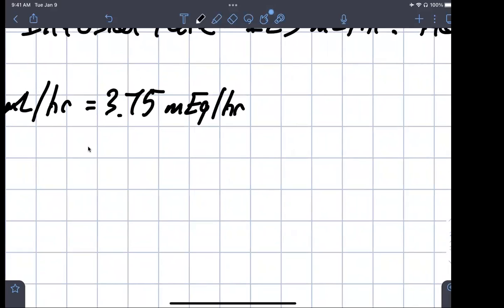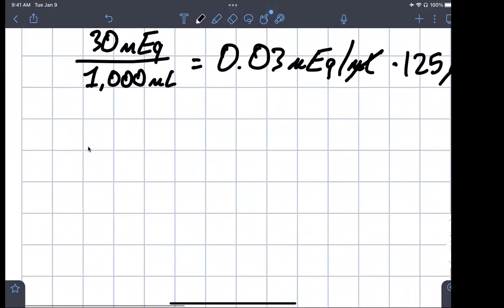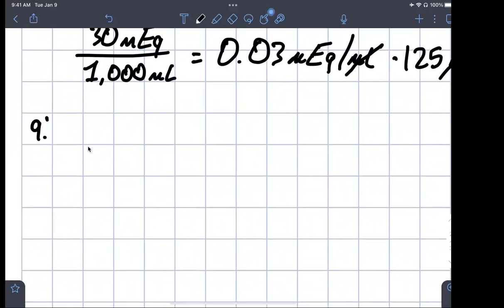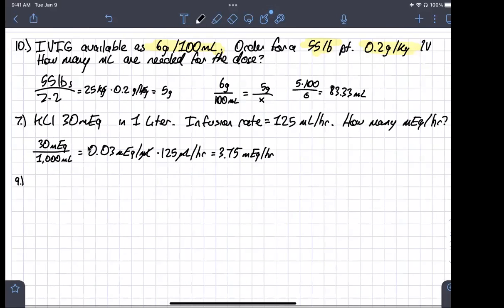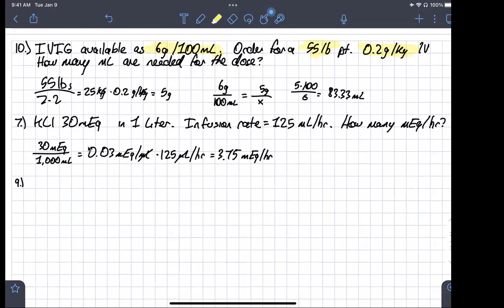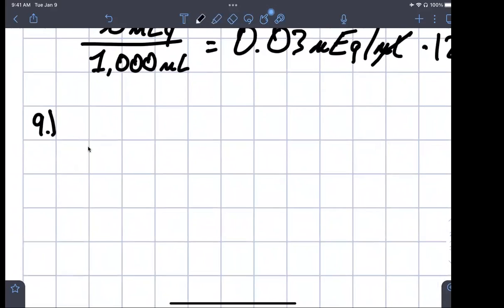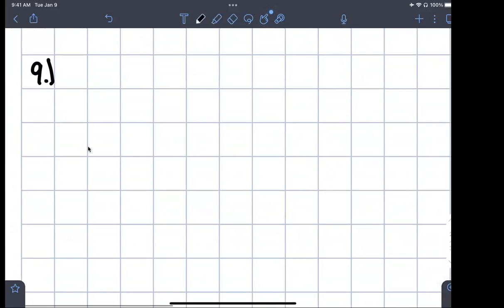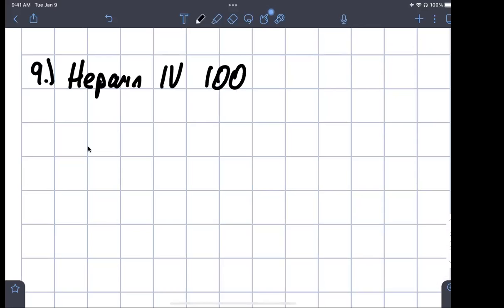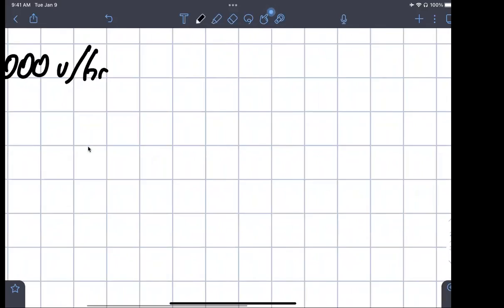Okay, we're going to do number 9. I'll zoom out just to show the problem. 30 MEQs, 1 liter, 125 mils an hour. Number 9. An order is for heparin IV 1,000 units per hour.